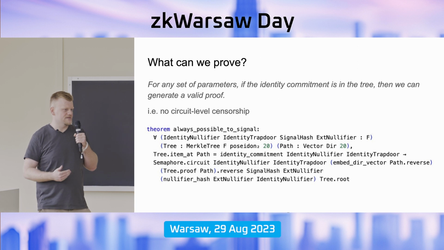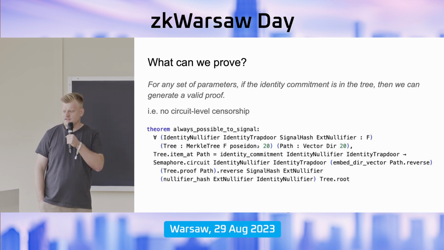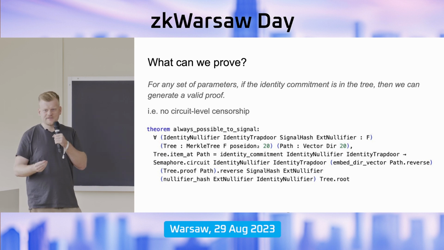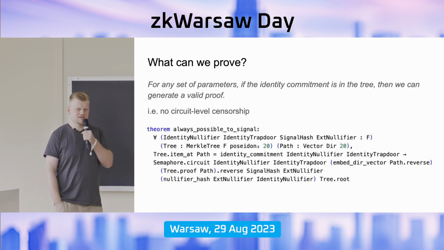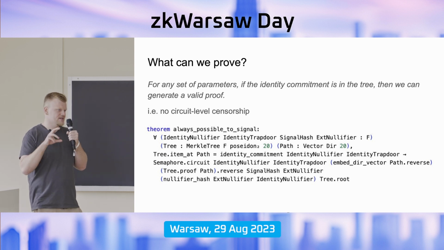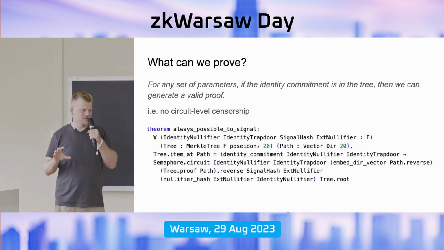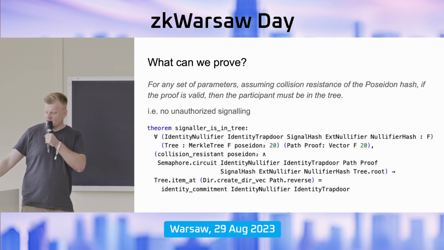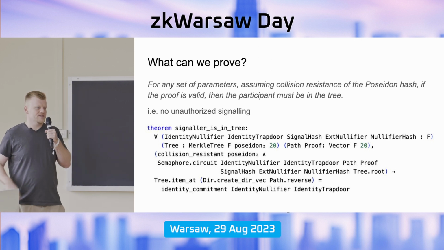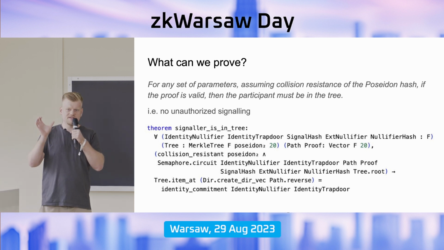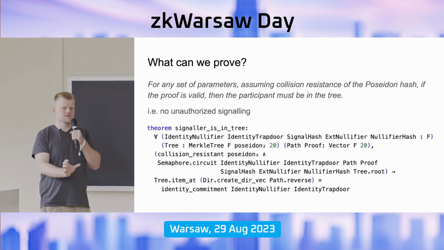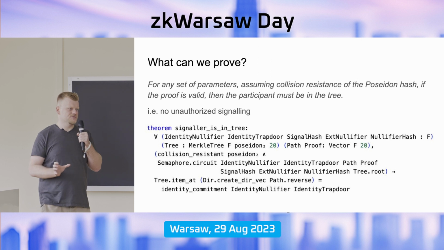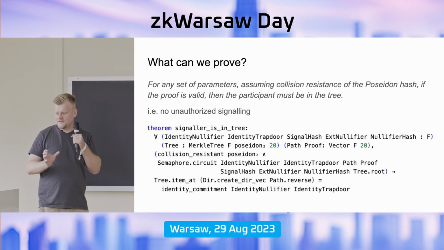So theorem number one that you will find in the GitHub repository is for any set of parameters, if the identity commitment, so the user is in the Merkle tree, we can generate a valid proof. So this already testifies that there is no protocol level censorship other than the whitelisting in the Merkle tree. Another thing that can be proven is that for any set of parameters, if my constraint system says yes, that means that the user is already allowed to perform the action. So no unauthorized user will ever enter the system.